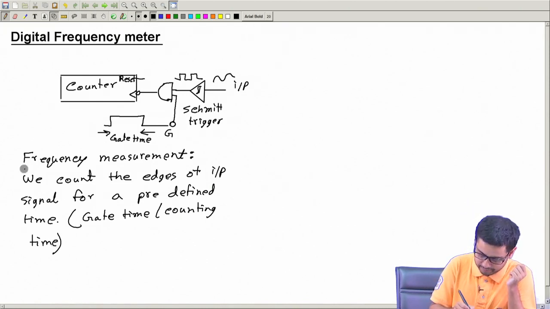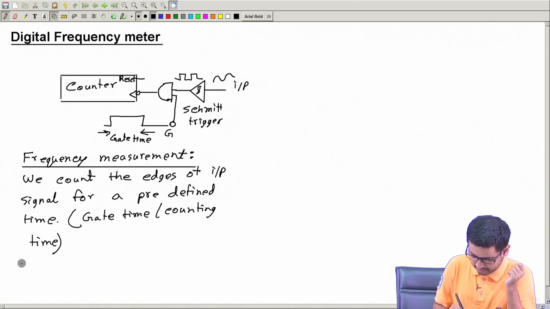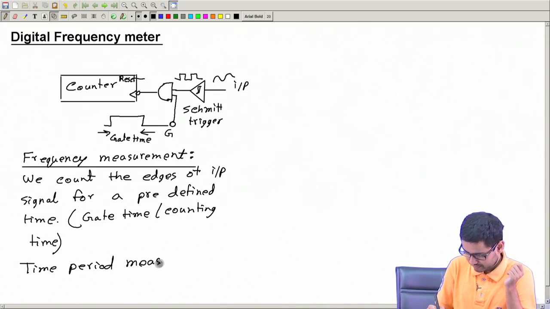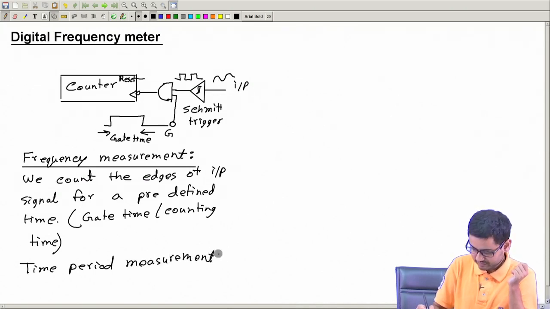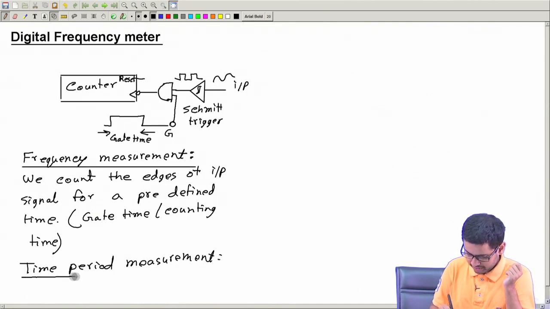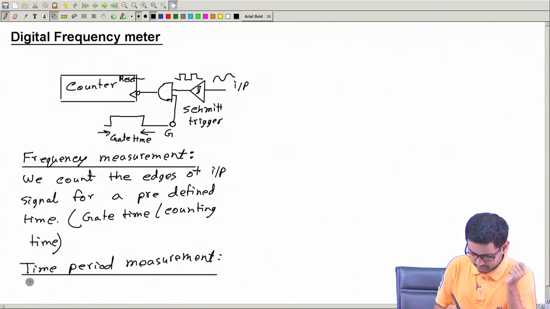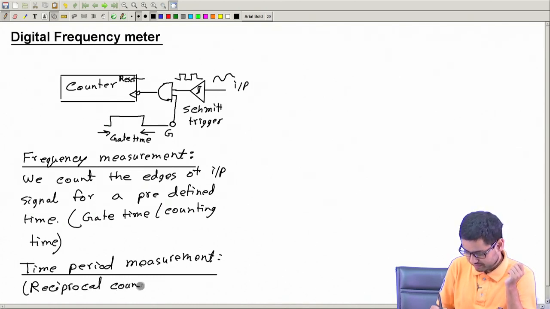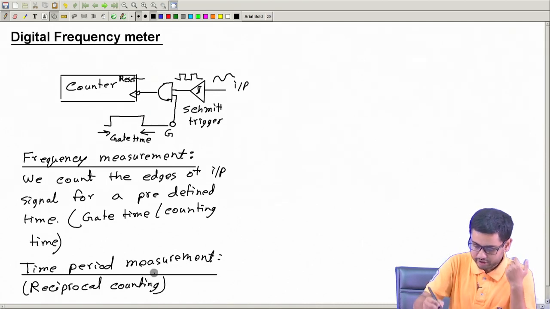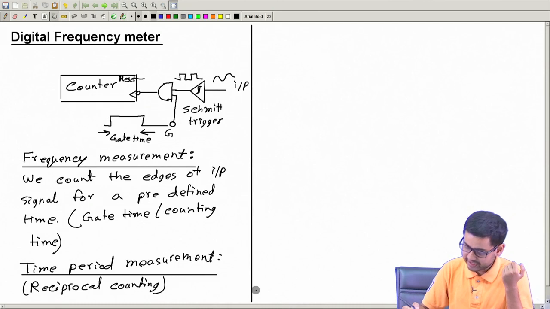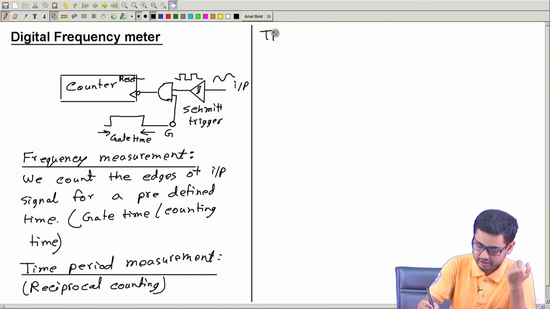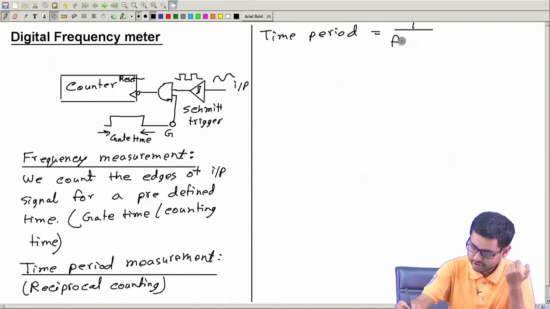Now, let us talk about time period measurement. This is also called reciprocal counting. Why? Because firstly, you know that time period is the reciprocal of frequency. Time period is 1 over frequency. So, that is why it is called reciprocal counting.